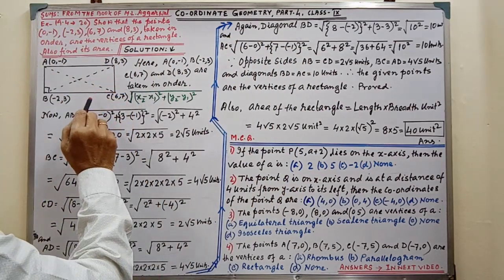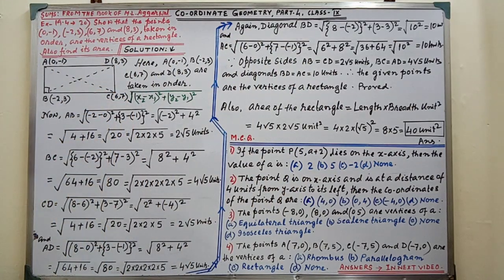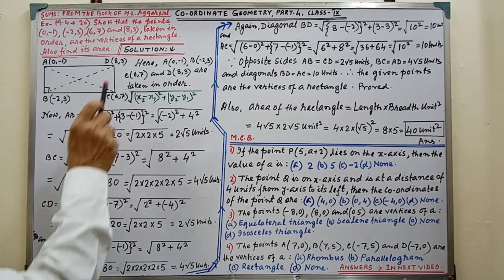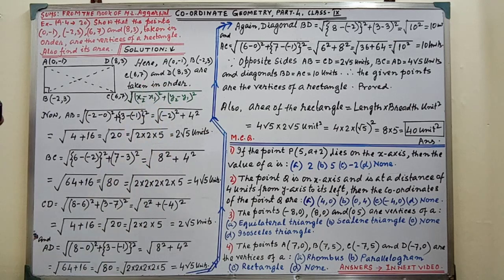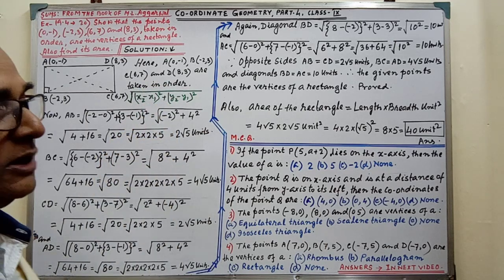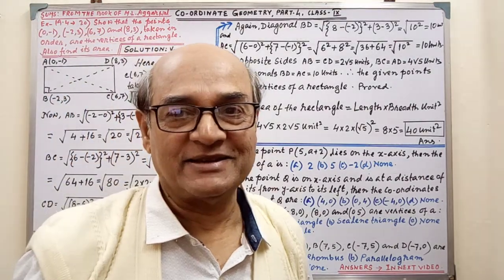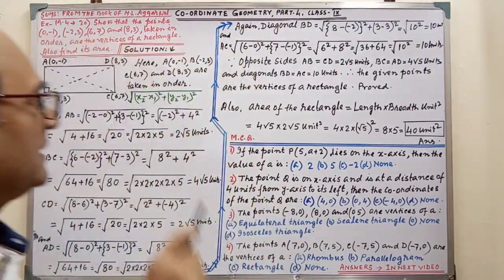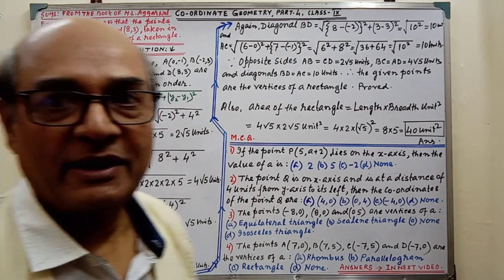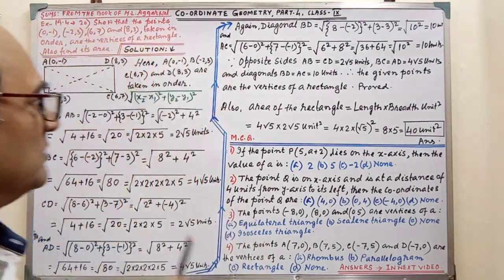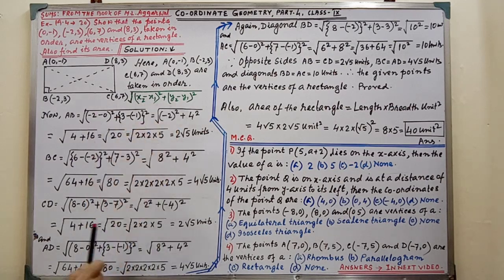Diagram we may draw or may not, but if you draw the diagram then it will be easier for understanding. Here A, B, C, D are taken in order. We have to apply the distance formula. That means total 6 distances we have to find out by applying this formula. Every time I will not write the formula. I have written it one time and you must notice this attentively.